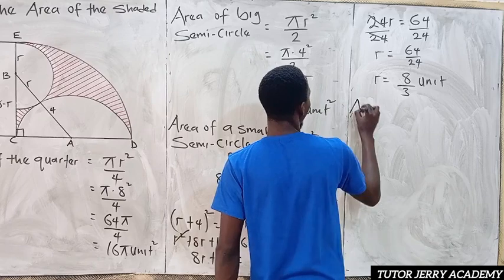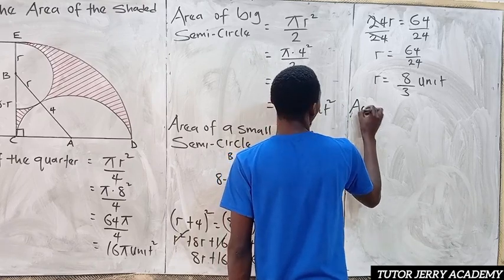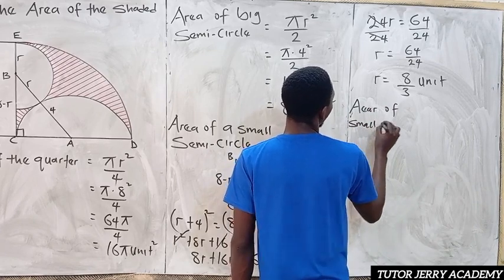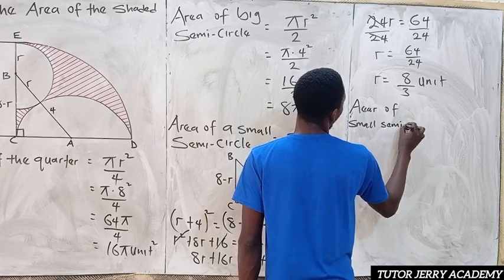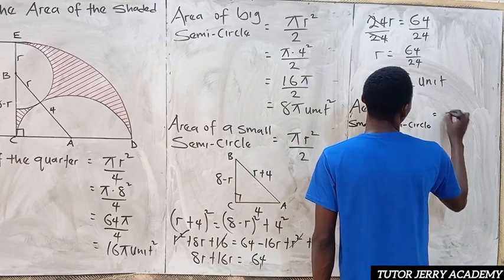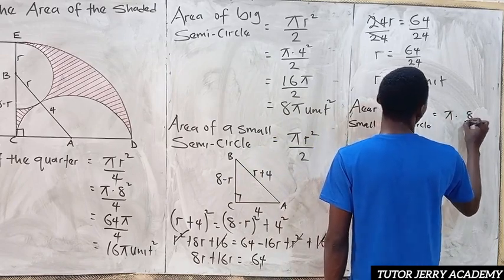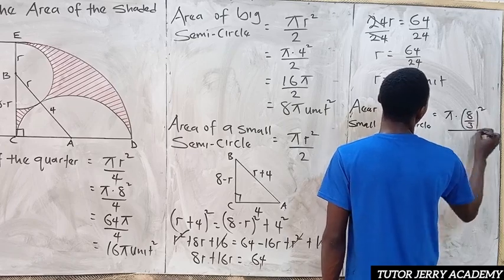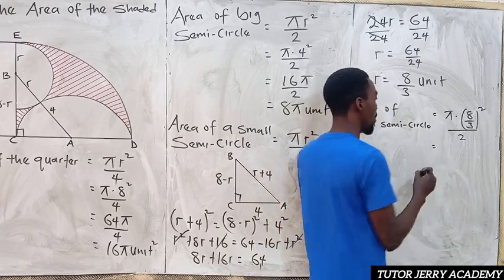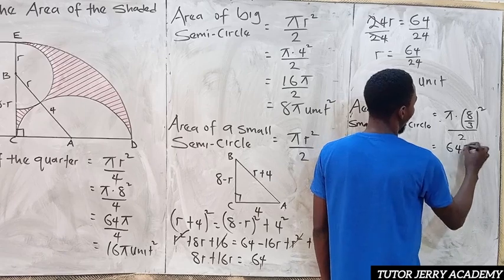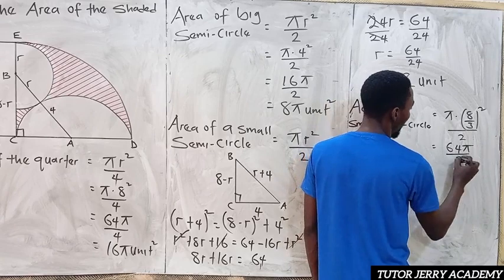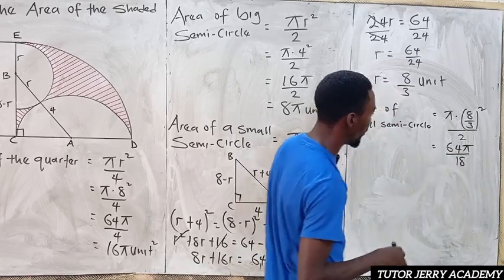So it shows that the area of the small semicircle will be equals to pi multiplied by 8 all over 3 all squared all over what? 2. So this will be equals to what? This will be equals to 8 squared is 64. We're going to have 64 pi. 64 pi. Then 3 squared is 9. 9 times 2 is what? 18. All right. So that is what we are going to have.